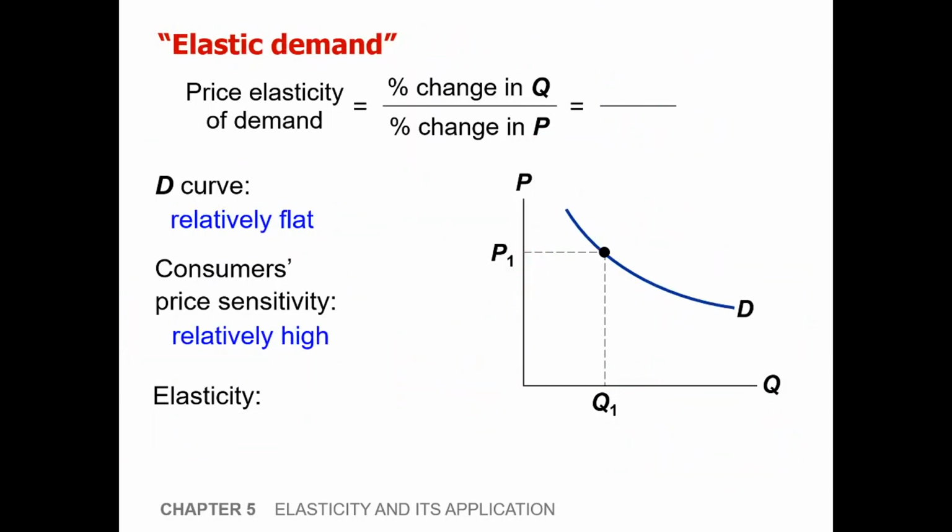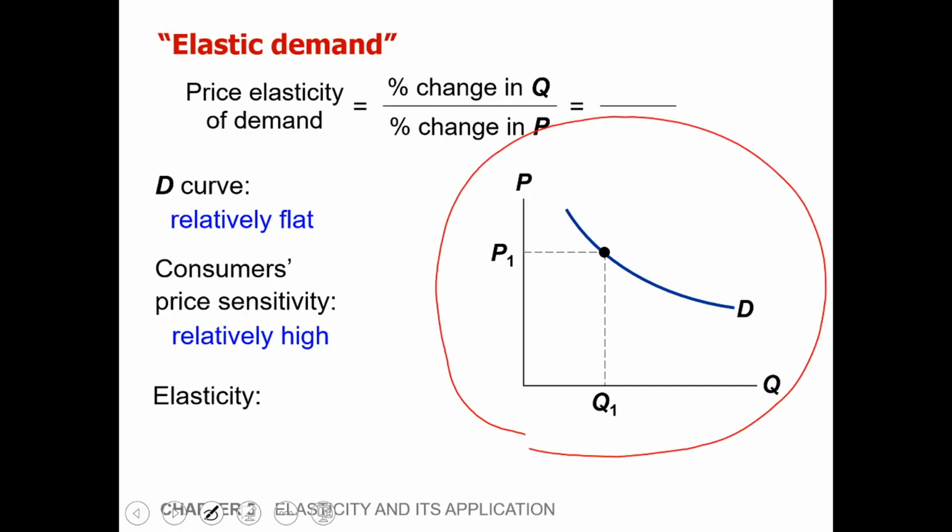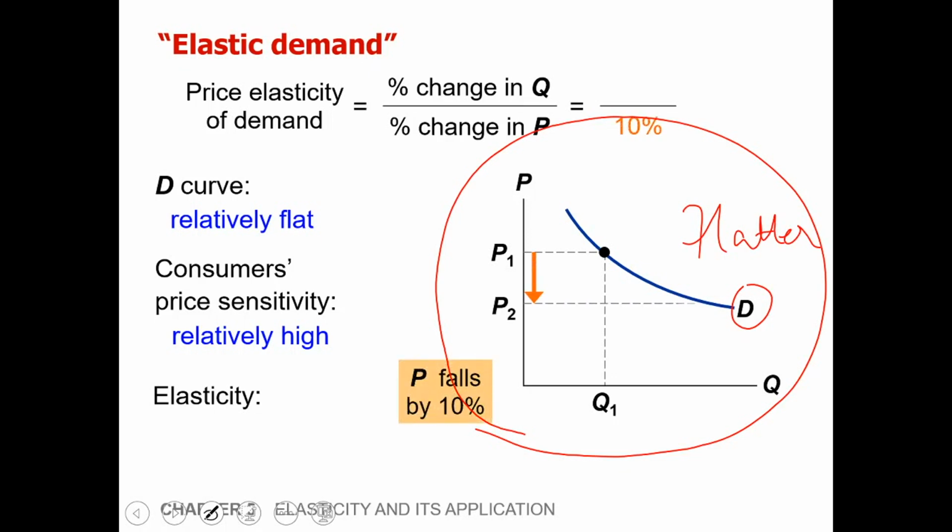Alright, the fourth concept is elastic demand. In this case, everything else is the same. We have a new graph. Here, as you can see, the demand curve is much flatter than before. So in this case, the price has decreased by again 10%.